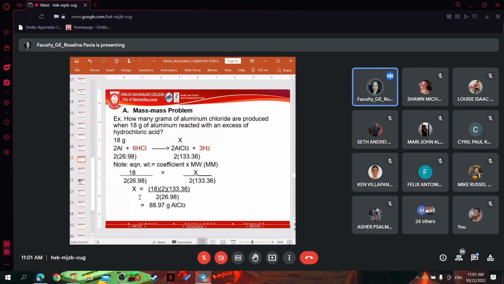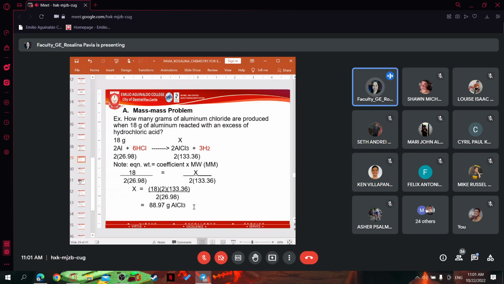Then cross multiply. Marunong naman kayo mag-cross multiply, di ba? Tama ba ako? Marunong kayo? Yes po. Okay. So by cross multiplying, you have 18 times 2 times 133.36 divided by 2 divided by 26.98. Actually, 2 and 2 will cancel out here. So you will get 88.97 grams aluminum chloride.